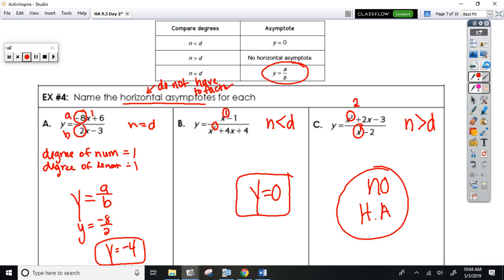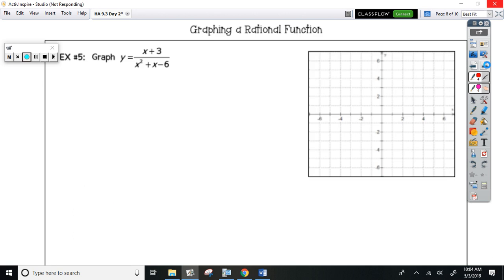Actually, these ones just say graph. We could add in all of the parts if you want, because your quiz will say find the horizontal asymptote, vertical asymptote, holes, x-intercept, y-intercept. I don't think I asked for domain because you guys all get that right.